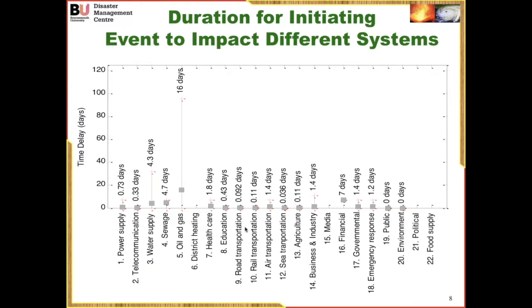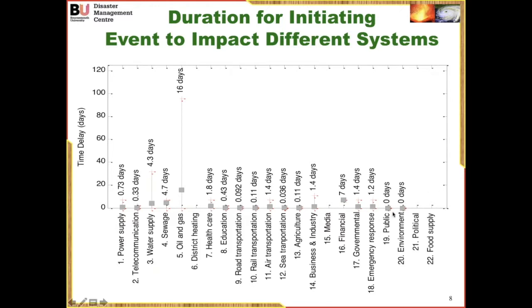Of course, it is clear that some systems may be impacted more or less instantaneously. For instance, systems like the public and the environment. And some can be impacted within 1 day. If you look at oil and gas, if you have a gas spill, it may take maybe about 16 days. Some may take less than a day, like the telecommunication system, power system, and of course the media. The public is almost immediately affected, almost 0 days. Public and the environment, as you can see.